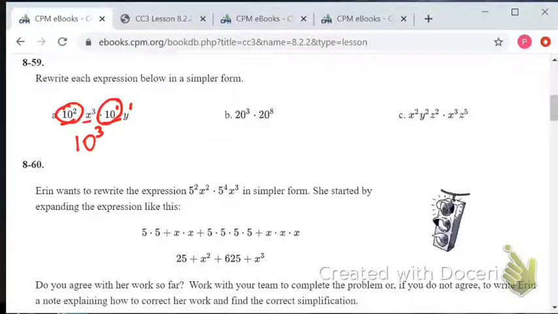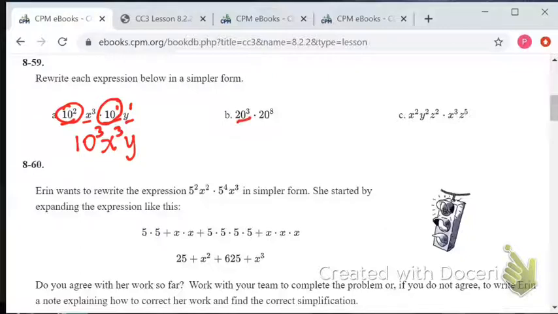Then I have x cubed. I can't combine it with anything else, so I'm just going to write x cubed. And then I have y to the first, and I cannot combine it with anything else, so I'll just leave it as y, which is y to the first. And there is your answer.